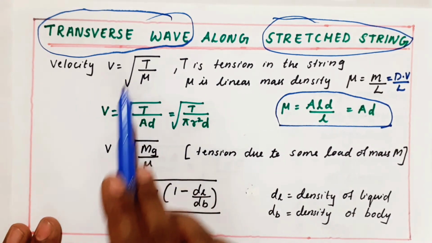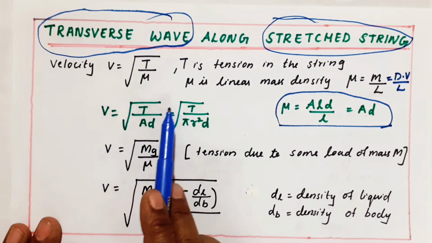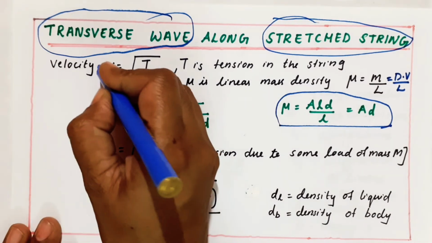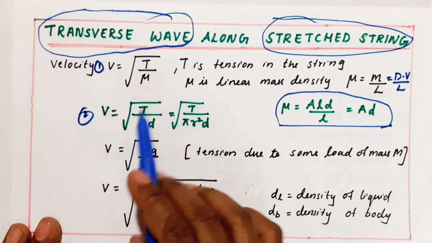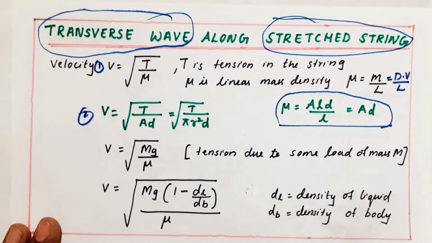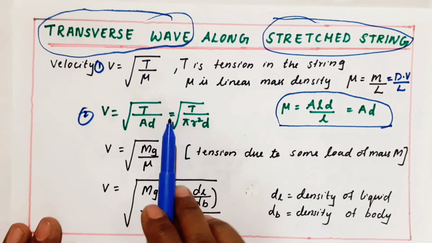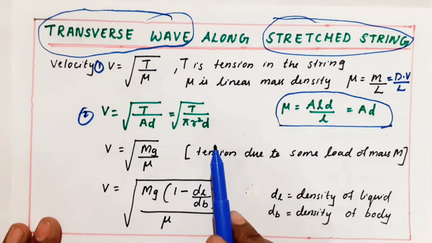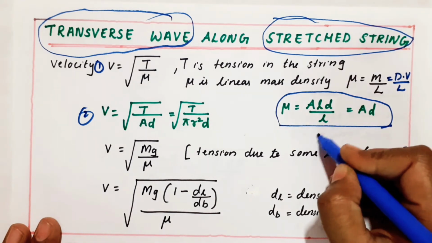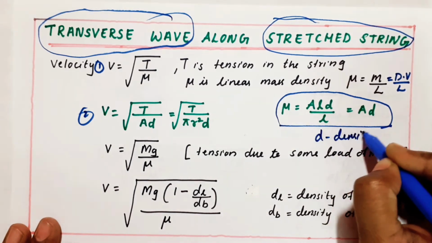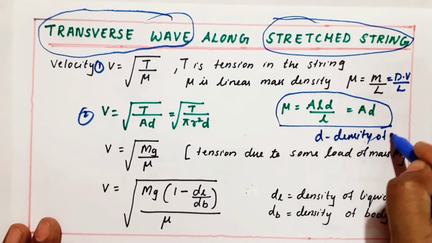So I am writing another equation for v as root over T by AD. The first equation I told was the basic equation. The second equation is v equals root over T by AD, where A is area of cross section and D is density. Now I need to write it in another form, root over T by pi r square D, where r is the radius. In that form also they can ask the question. Don't confuse, D here is the density of the wire.